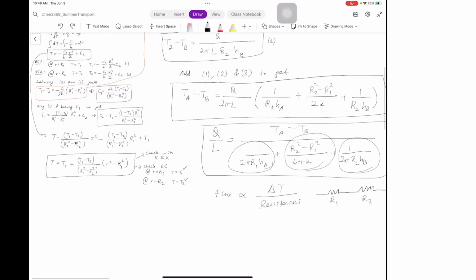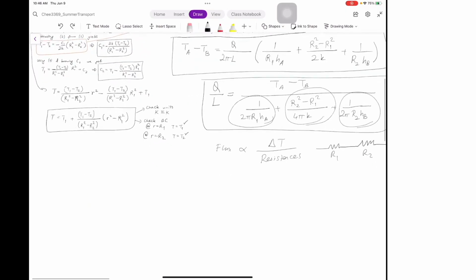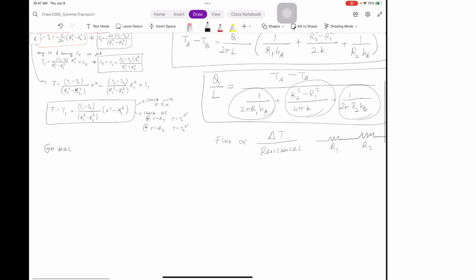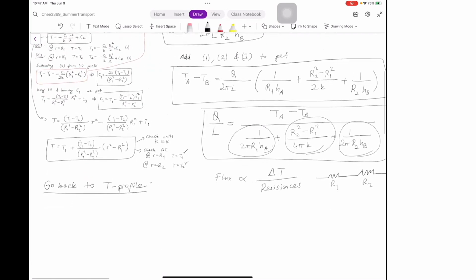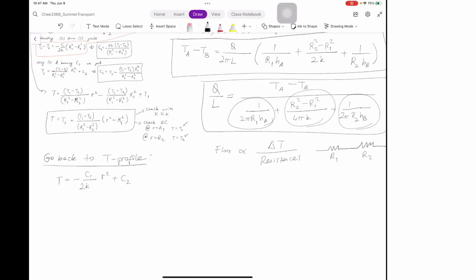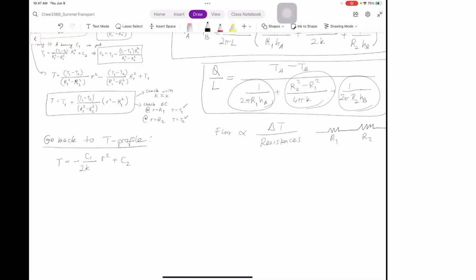Yeah, so we can actually write down the C1. Have a look at this equation. So let's go back to T profile, right? We said that the temperature profile is minus C1 over K, R squared over 2, or 2K here, plus C2. And we can use the boundary conditions again, but in terms of TA this time.